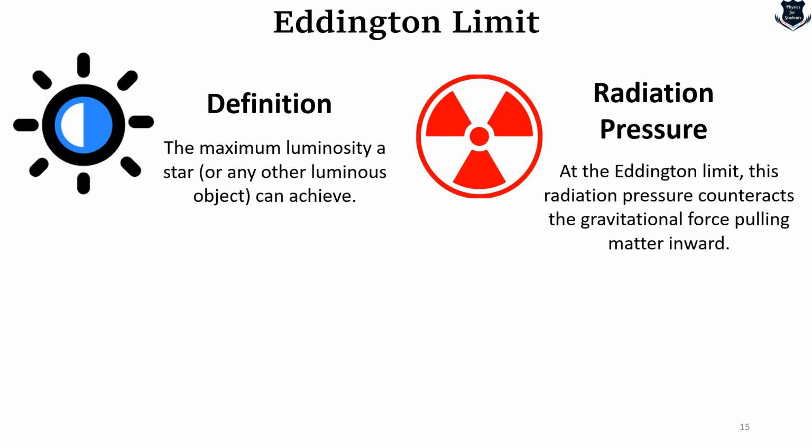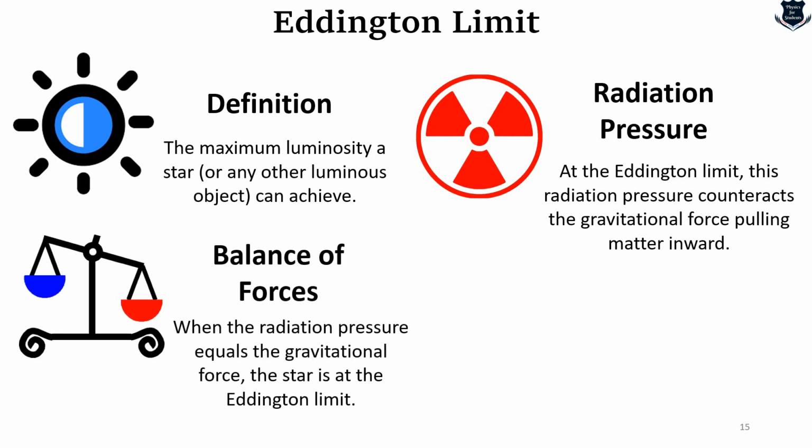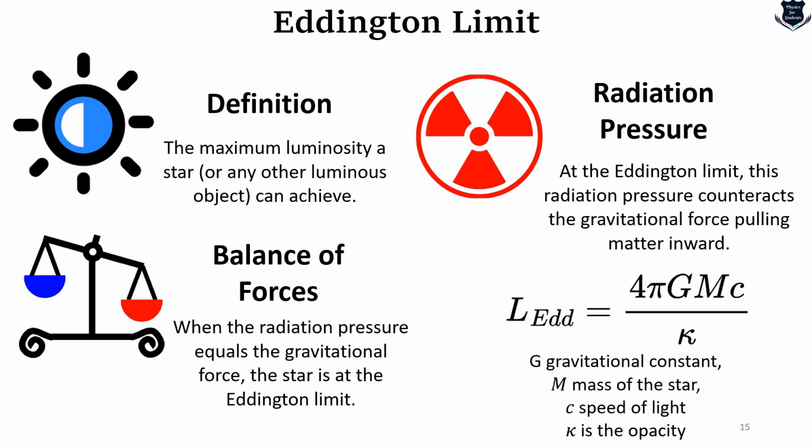At the Eddington limit, this radiation pressure counteracts the gravitational force pulling the matter inward. When the radiation pressure equals the gravitational force, that means the forces are balanced, and the star is at the Eddington limit. If the luminosity exceeds the limit, the outer layers of the star can be pushed away, potentially causing a loss of mass. This is the formula of the Eddington limit, where G is the gravitational constant, M is the mass of the star, c is the speed of light, and kappa is the opacity.